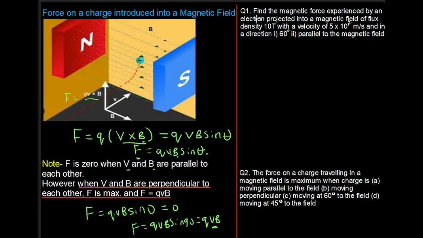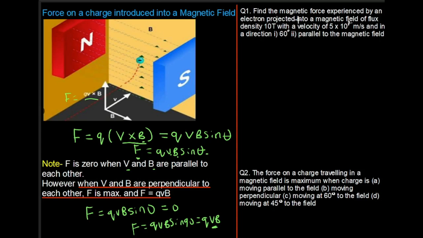Now let's look at some practice questions. Find the magnetic force experienced by an electron projected into a magnetic field of flux density 10 Tesla with a velocity of 5 times 10 raised to the 7 meter per second and in a direction 60 degrees, and then parallel to the magnetic field. You can pause this video and see if you can attempt this question.